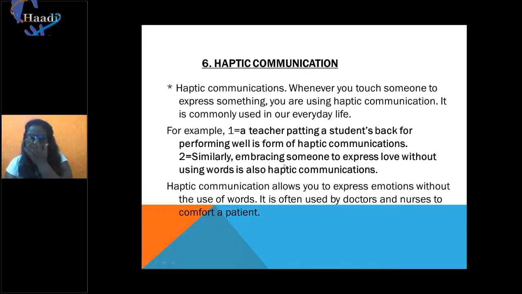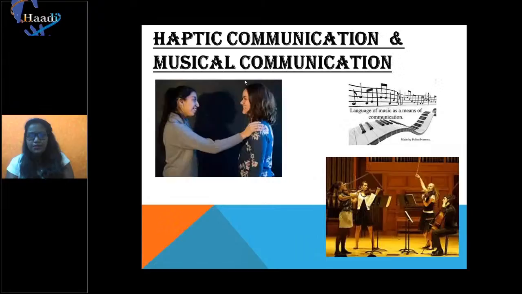It's often used by a doctor or a nurse to comfort patients. Let me show you the picture. This will be a haptic communication image. Without telling a word, we just tap someone to express our love or to appreciate them. It is exactly the same thing.